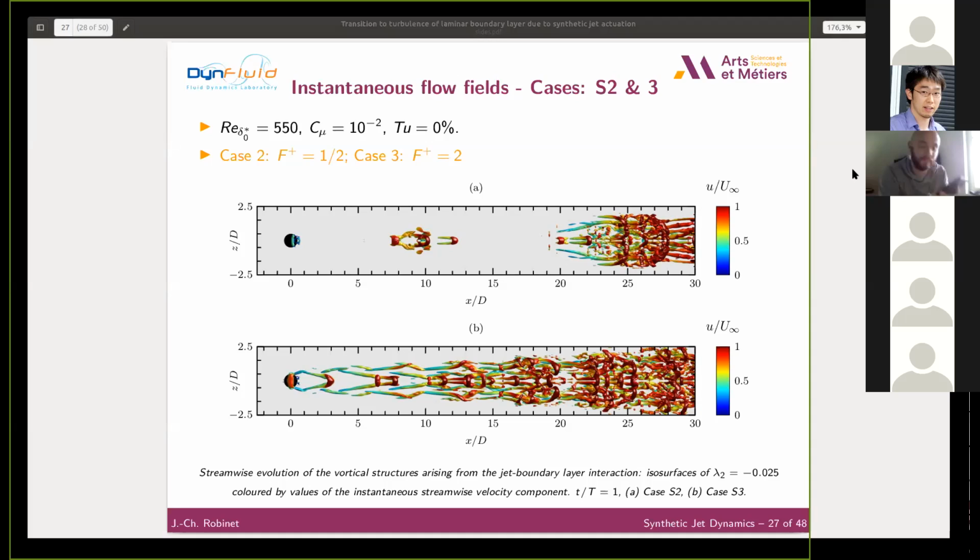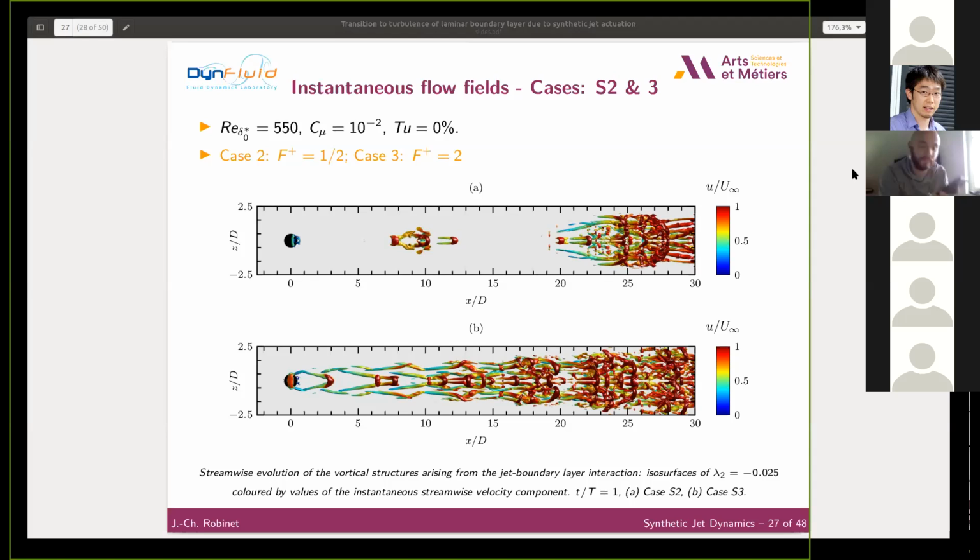But typically, if we look at the applications of synthetic jets, sometimes the synthetic jet is at an angle, not tangential, not normal, in between. And if we have an angle, generally the efficiency of the jet is better for probably a simple reason.